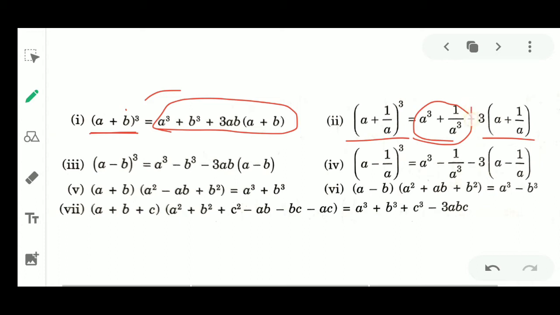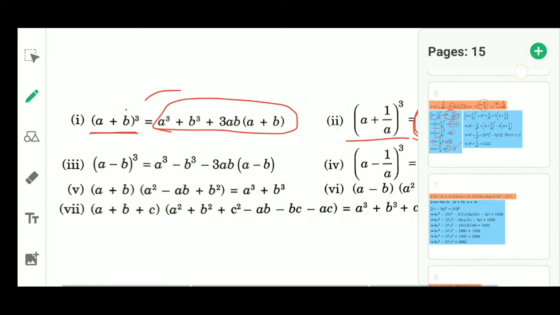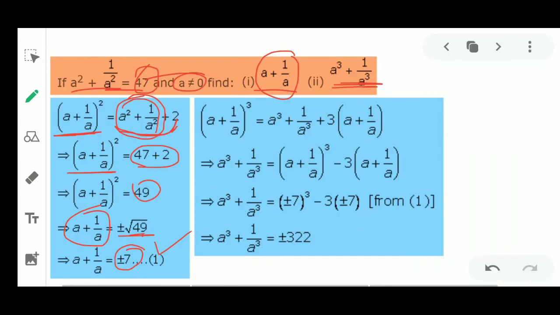It is a cube plus 1 by a cube plus 3 into 1 by a. So here we can get a cube plus 1 by a cube. Now write the formula here: a plus 1 by a whole cube equals a cube plus 1 by a cube plus 3 into a plus 1 by a.